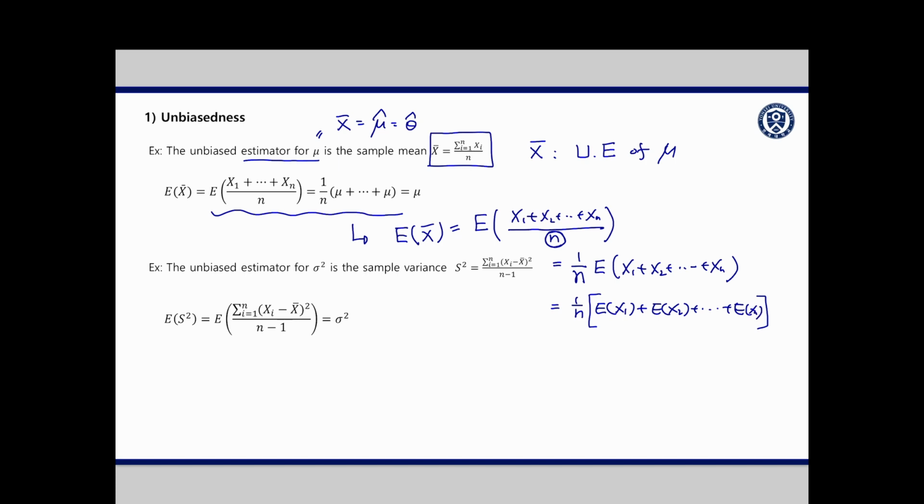And we assume that the X's are independent and identically distributed, so each has expected value mu. Multiplying by n and cancelling, we get mu, like this. Okay.